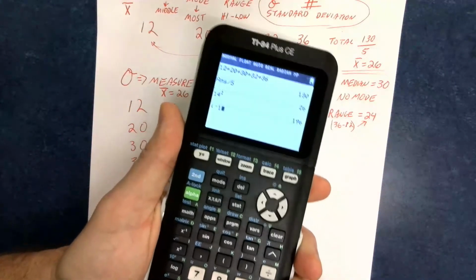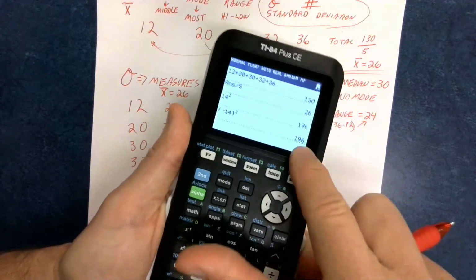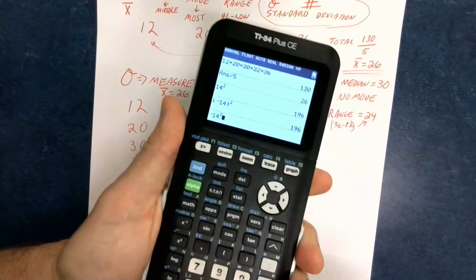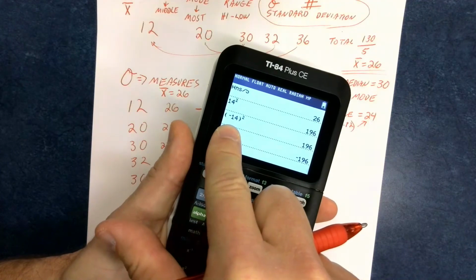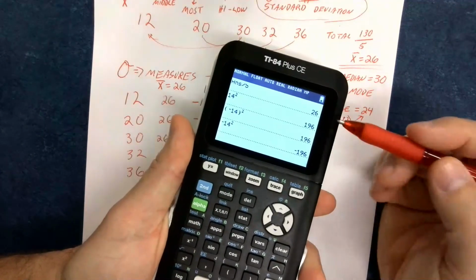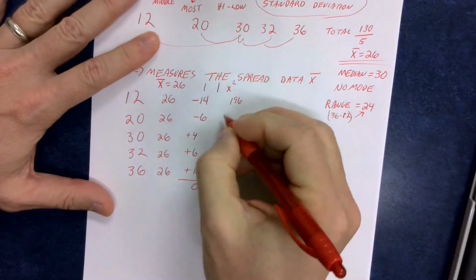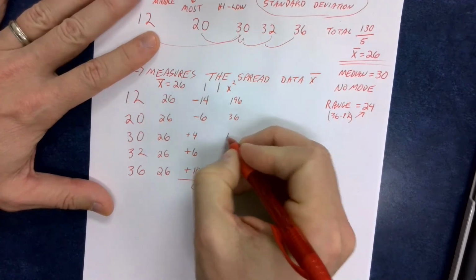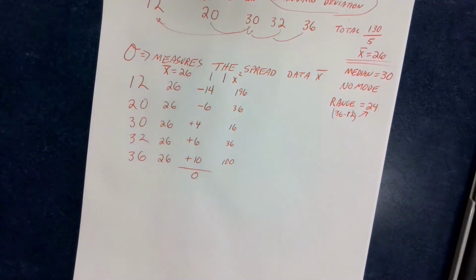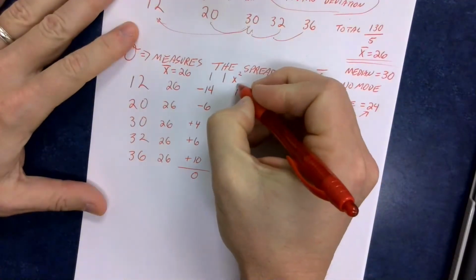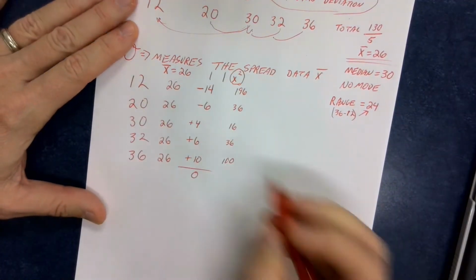Now I did that because if you put in negative 14 and square it without putting in parentheses, you're not going to get 196, right? Watch, negative 14 squared. It's going to say negative 196. You got to make sure you put it in parentheses, because you know a negative times a negative is always a positive. So again, we've got to get that positive. So this number is 196. This number is 36. This number is 16. This number is 36. And this number is 100. Okay? So again, this is the squares of the differences between the average and the original scores.